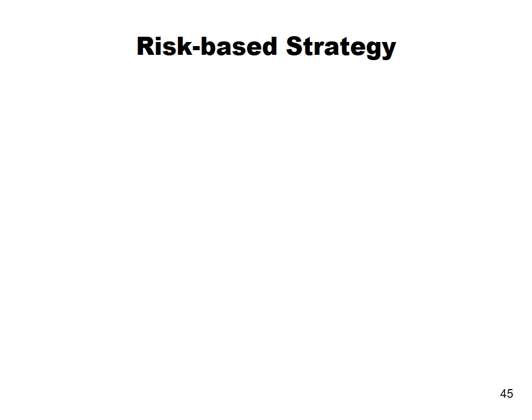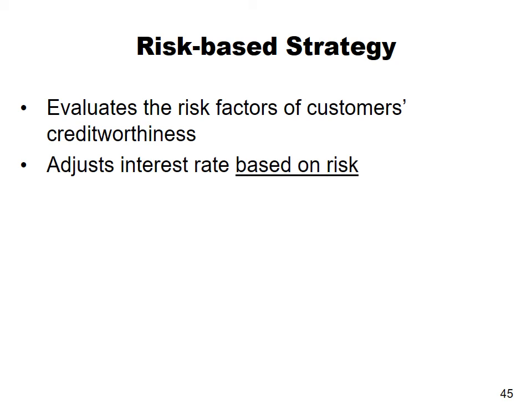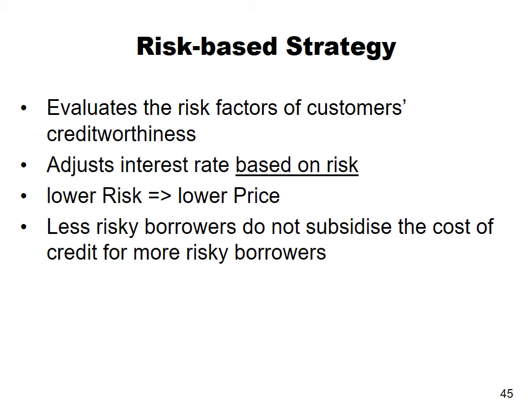Next, we look at the risk-based strategy. It evaluates the risk factor of customers' creditworthiness and adjusts the interest rate based on the risk. The lower the risk, the lower the price the bank will charge. A less risky customer does not subsidize the cost of credit for the more risky. In short, each individual is gauged based on their own risk level, and they pay their own price. Basically, banks will price differently from one person to another.